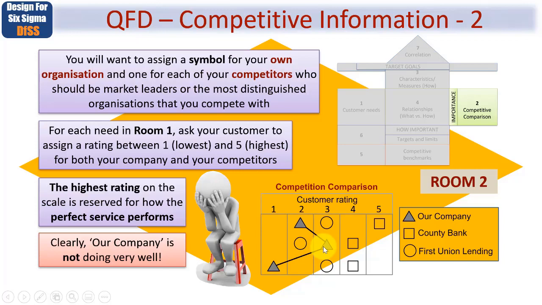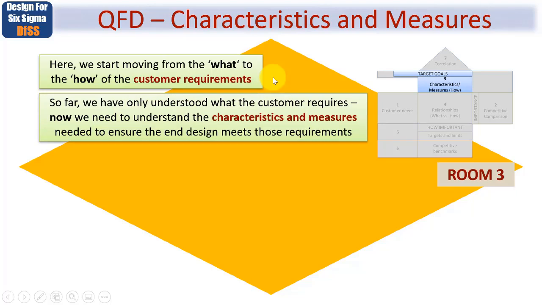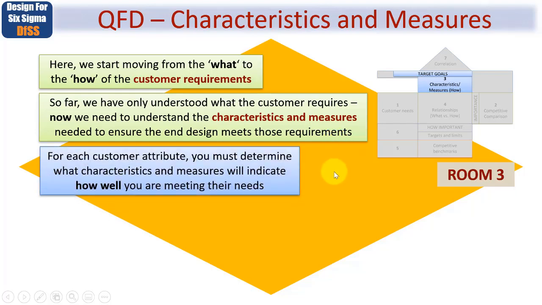So that's room 2. Let's move on to room 3, which is called characteristics and measures, the how, if you will. So here we start moving from the what, which is the competitors we looked at and the scoring of customer needs, to the how of the customer requirements. So far we've only really understood what the customer requires. So it's now we need to understand what characteristics and measures needed to ensure our end design meets or exceeds those requirements.